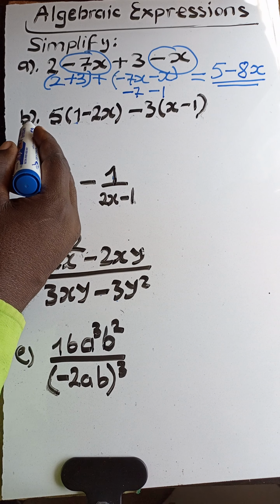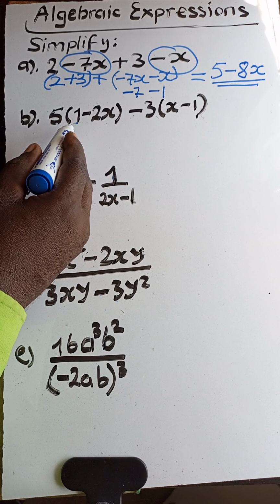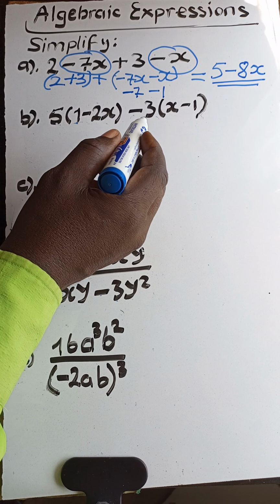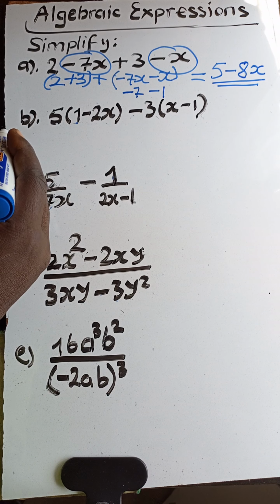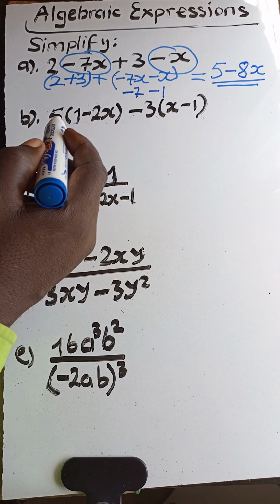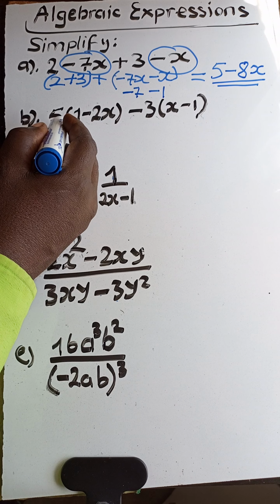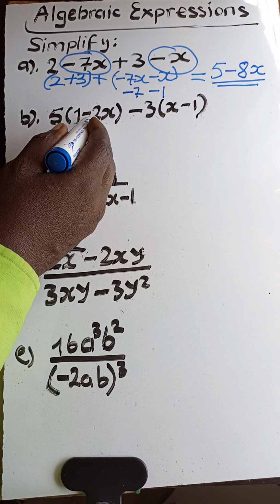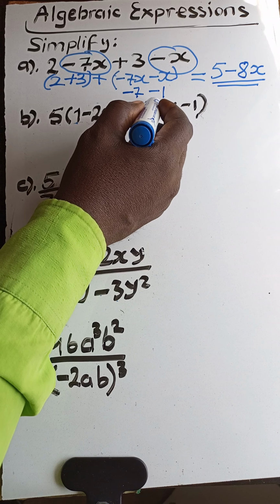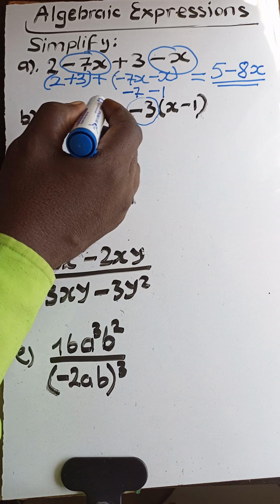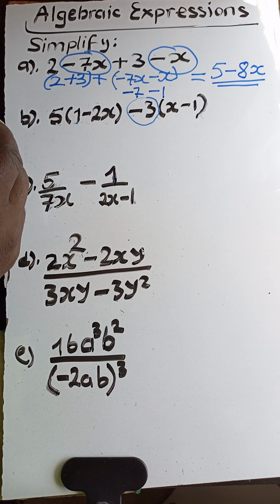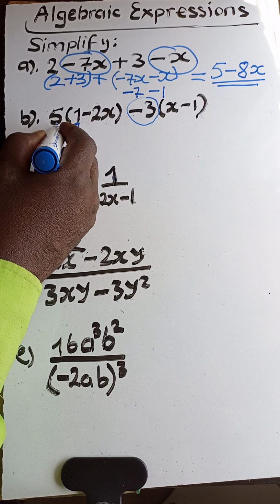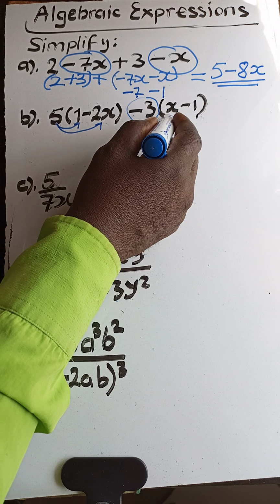Now we go to the second expression. 5 into 1 minus 2x minus 3 into x minus 1. We have two brackets to open. This first bracket, we're going to open it with respect to 5. We're going to use 5 to open this first bracket. And this second bracket, we're going to use negative 3 to open the second bracket. All right, so we proceed as such.